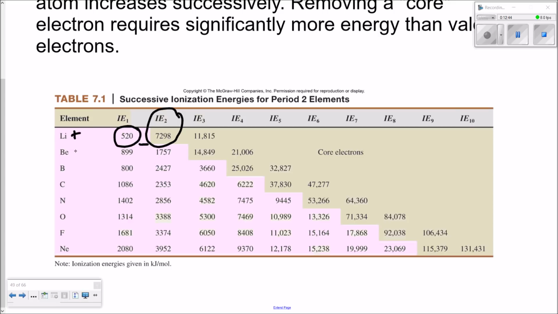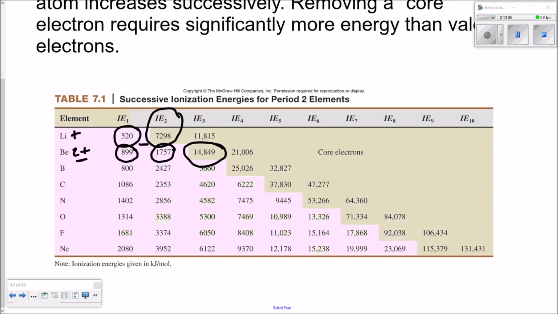Beryllium then normally becomes 2+. And if you look at it, the first ionization energy is fairly low. It doesn't take a lot of energy to pull that off. The second ionization energy is also fairly low. The third ionization energy, though, you notice jumps up dramatically to 14,000. And that's because once it loses those 2 electrons, it does not want to lose any more.